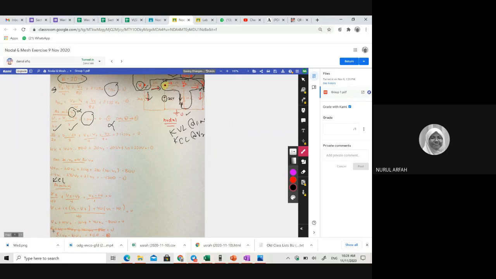This is KCL at V2, and V2 divided by 40, yes, correct. And then V2 minus V3 over 4, correct. And then V2 minus 20 over 1, yes, if you put the direction that way. So this is correct. But if you want to follow the direction I have over here, then this is 20 minus V2 over 1 equal to V2 minus V3 over 4 plus V2 divided by 40. The equations here and here are both correct.